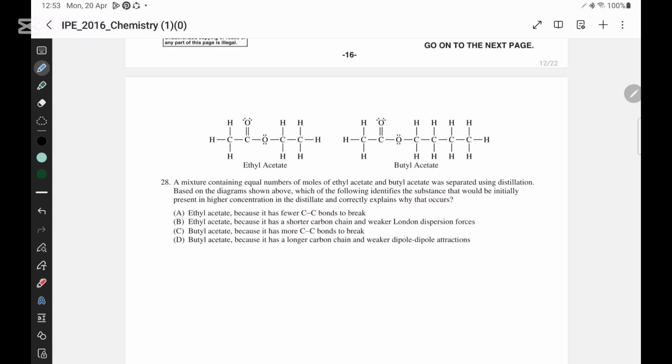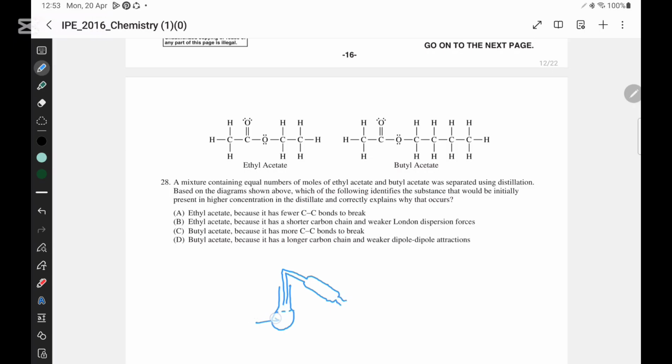A mixture containing equal numbers of moles of ethyl acetate and butyl acetate was separated using distillation. So in distillation, first of all, you need to understand the process, like what happens in distillation. A tube is passing from here and there is a condenser afterwards. So you need to understand one thing.